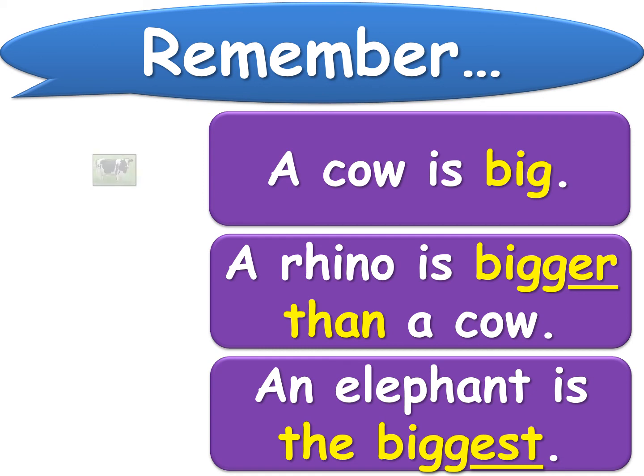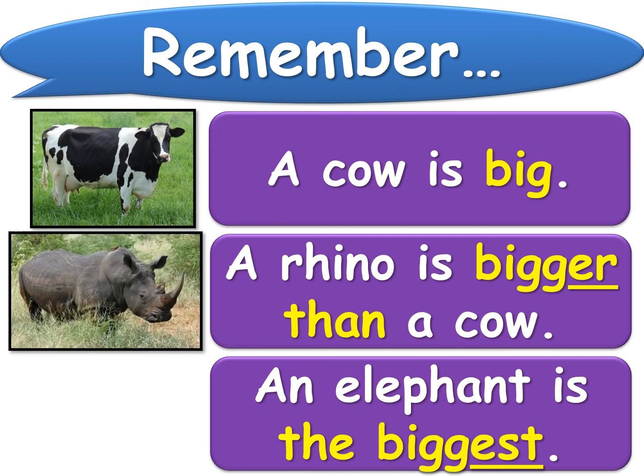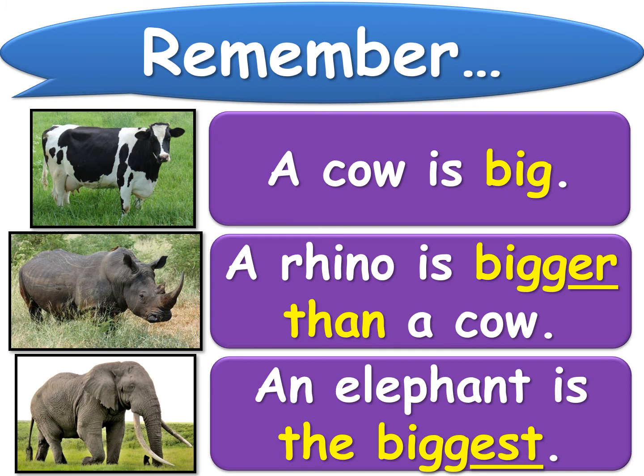Now, remember, if we're just talking about one thing, we can say a cow is big. That is true. Now, if we're comparing two things, we could say a rhino is bigger than a cow. So if we're comparing two things, we have to add ER to our adjective. And if something is the number one thing in the world, we have to add EST. An elephant is the biggest on land, that is. So a cow is big, a rhino is bigger than a cow, but an elephant is the biggest animal on land.